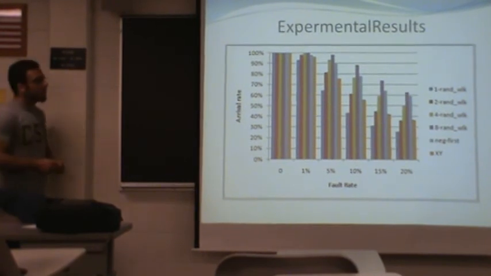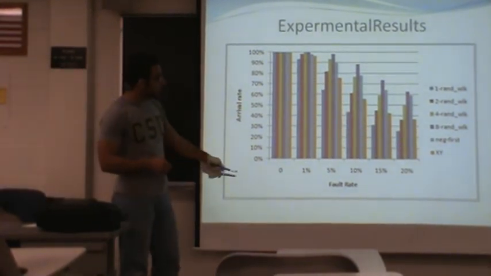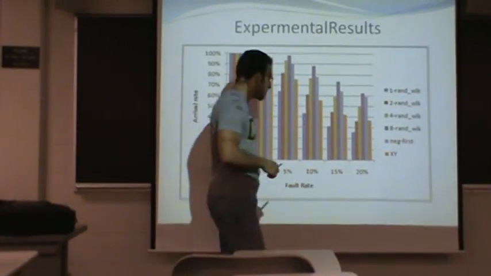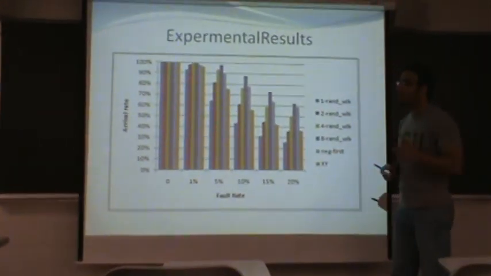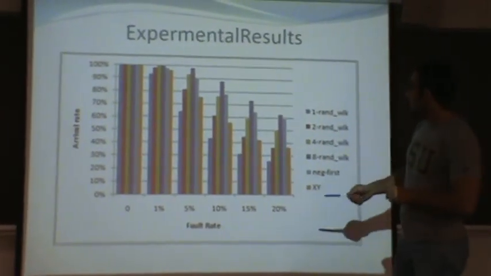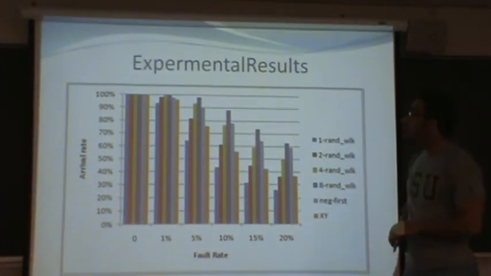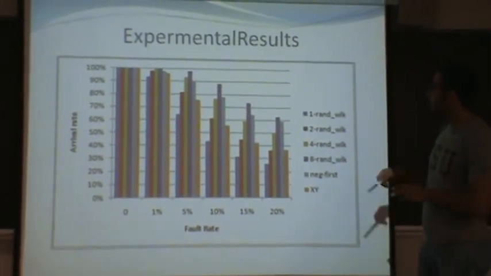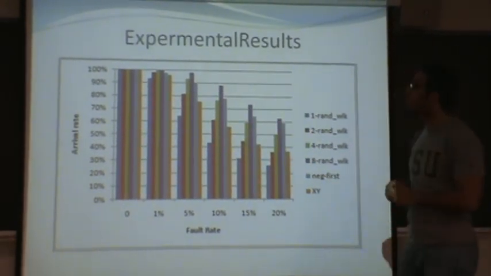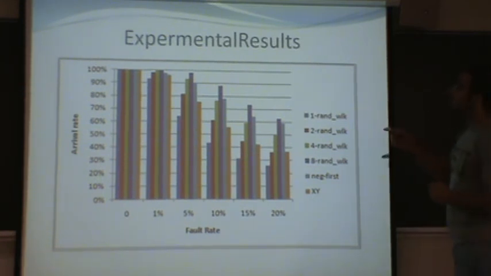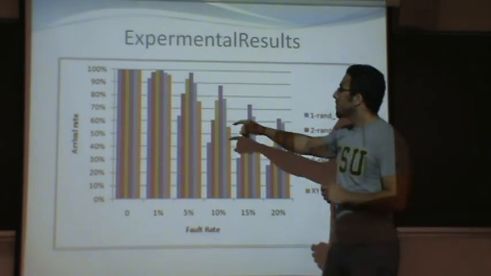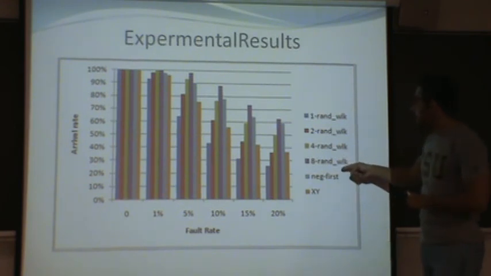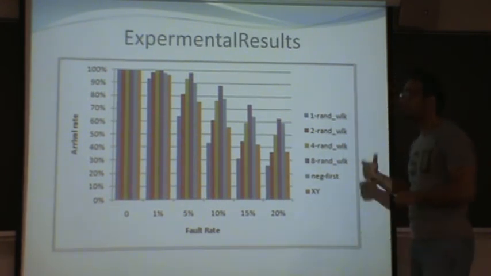If we take a look at the experiment results here, as I said, different fault rates, and here's the arrival rate. At a 0 fault rate, all of them had a 100 arrival rate, which is intuitive. If we had a 1% fault rate, most of them were still functioning really well. We can see that the 1 random walk is the one that functioned really badly, and after that comes the 2 random walk. But the 8 random walk, negative first, and even the XY algorithm are still functioning well.